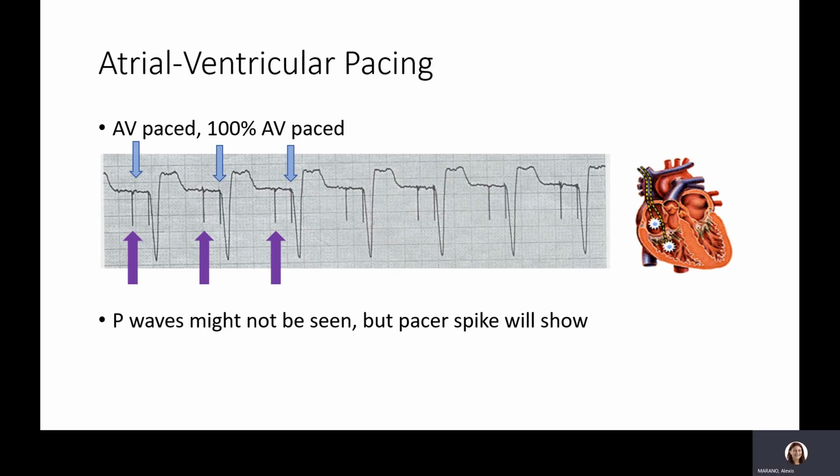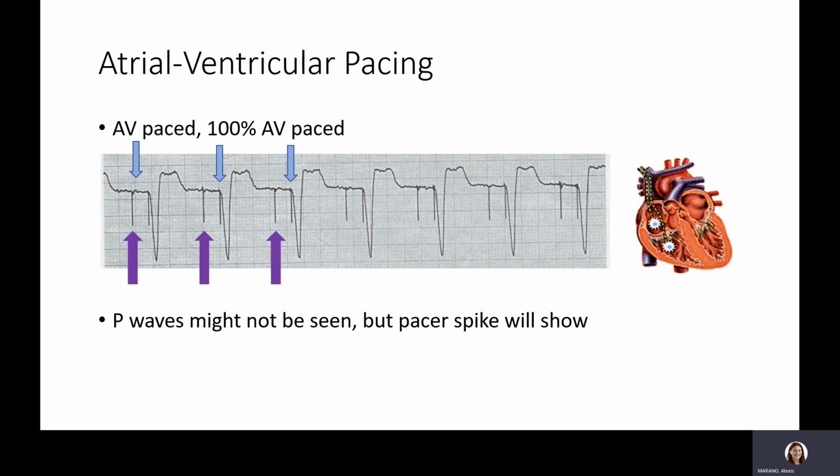So we have atrioventricular pacing. This is the only time I'm going to tell you to go ahead and decide that there is a P wave even if you don't see it. If we see a pacer spike right before the atria and there's not a P wave, it's okay. We're just going to go ahead and take that measurement anyway. So you'll also expect a wide QRS as well.